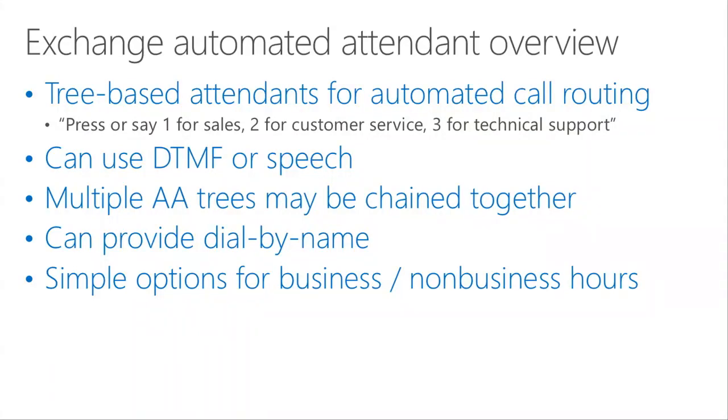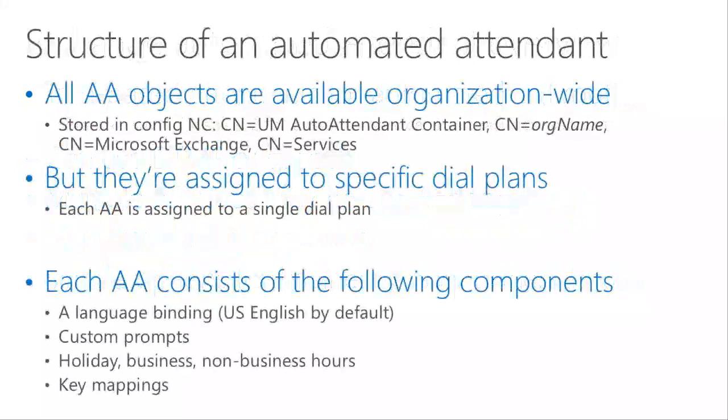They're just trees. So when you transfer a call to an automated attendant, what's going to happen is that Exchange is going to play the prompt at the head of the automated attendant. Right? And then the user is going to say or press something, and that's going to cause a branch to something else. Now, your branch options are to go to another automated attendant, to transfer to an extension, to do a couple of other things that you're probably already familiar with.